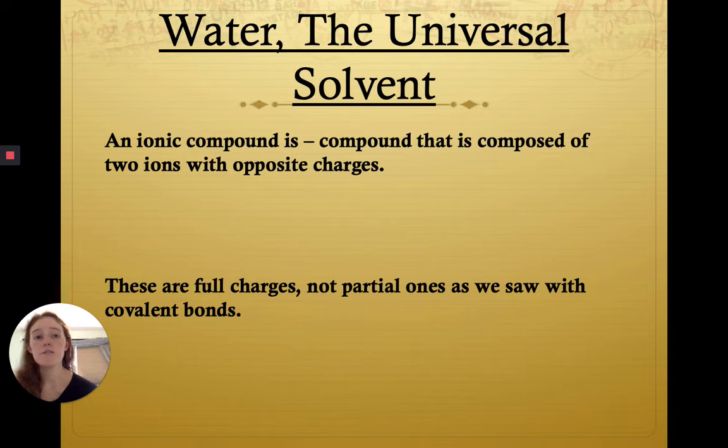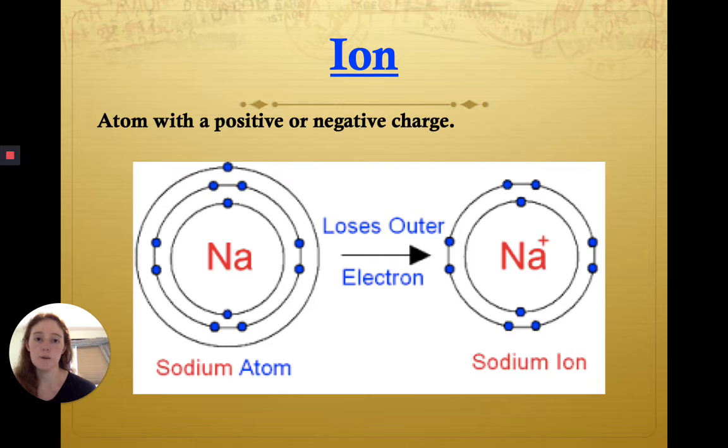Now, we said water is the universal solvent back in section 2, and it is. Most things can be dissolved in water. I didn't go into a whole lot of detail then, but I'm going to talk about it now. It's because we can have an ionic compound, which is a compound that is composed of two ions of opposite charges, positive and negative. These are full charges, not partial ones like we saw with the covalent bonds. So water can dissolve ions, which is an atom that has a completely positive or a completely negative charge.